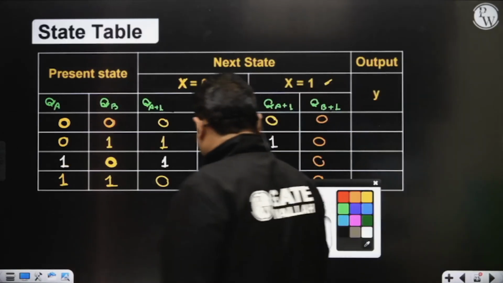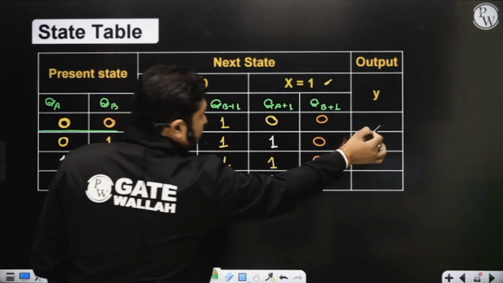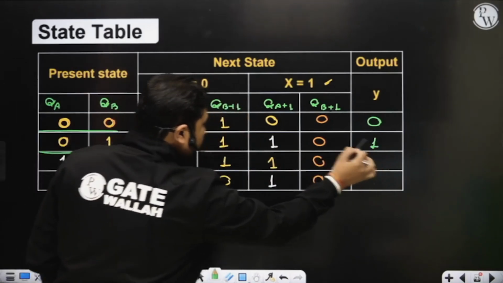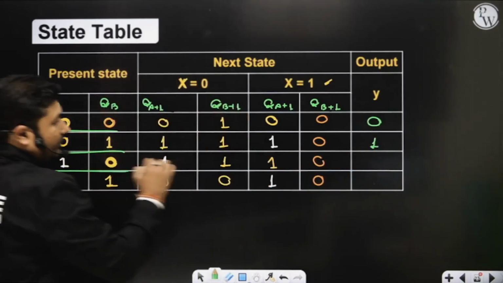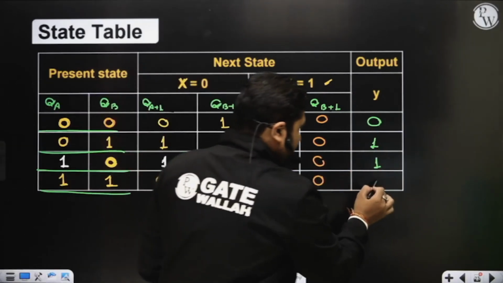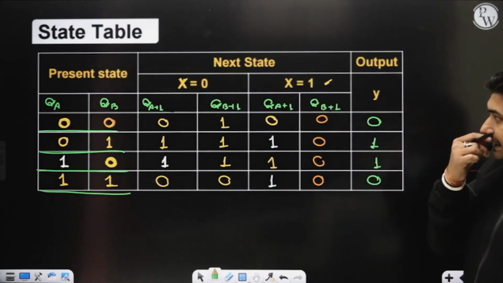Now, we need to identify QA XOR QB. If you observe this one, 0, 0, you will get 0, because the XOR gate output is logic 1 only when the two inputs are different. This is how we need to write the state table.